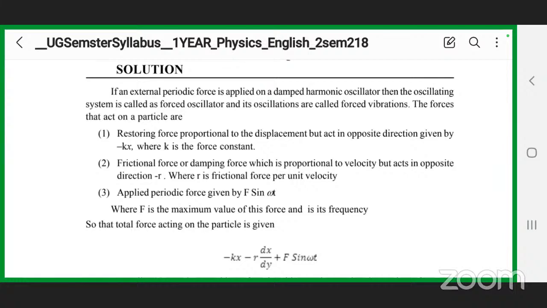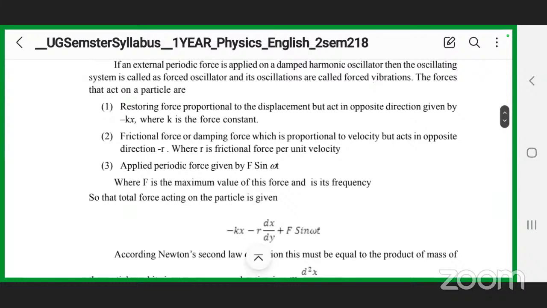Next is the frictional force or damping force, which is proportional to the velocity and acts in the opposite direction. That is minus r. In some textbooks they write it as a capital R, so you need not worry. Whether it is a capital R or a small r, both are the same. R is the frictional force per unit velocity. The last one is the applied periodic force.